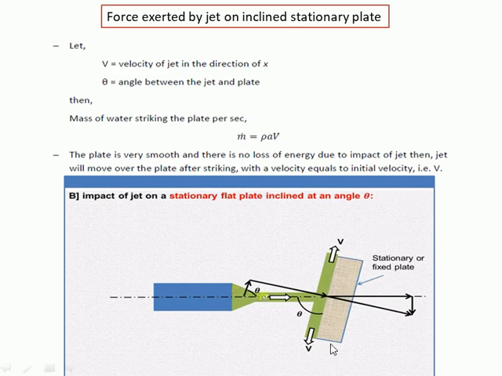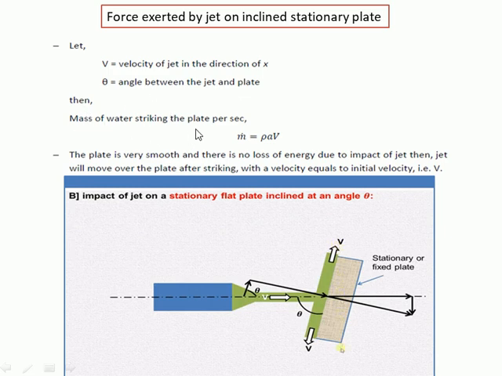This is the inclined stationary plate, which is inclined at an angle of theta with the direction of the jet. This is the axis of the jet and this is the nozzle which is provided to the pipe. So let us consider v is the velocity of the jet in the direction of x, and theta is the angle between the jet and the plate.